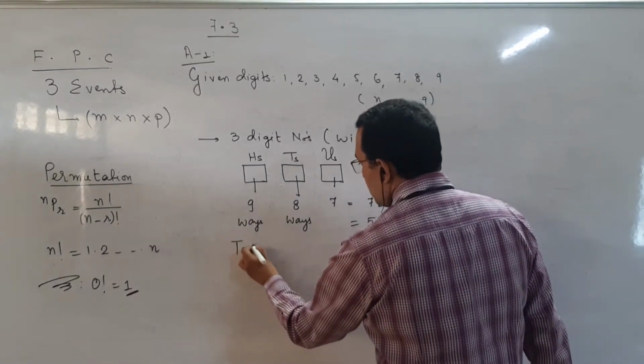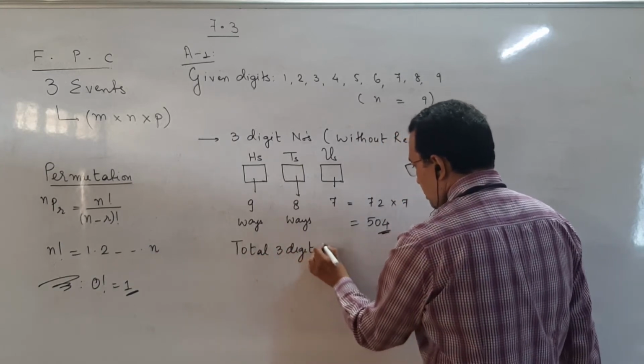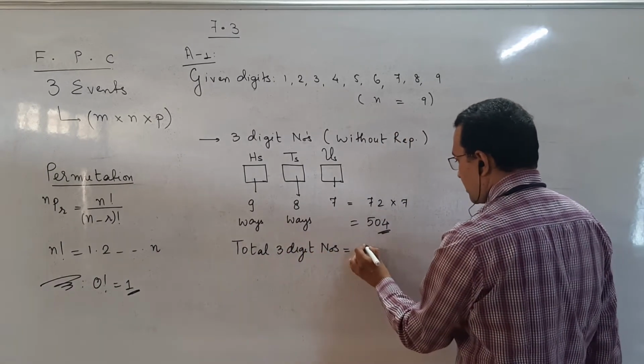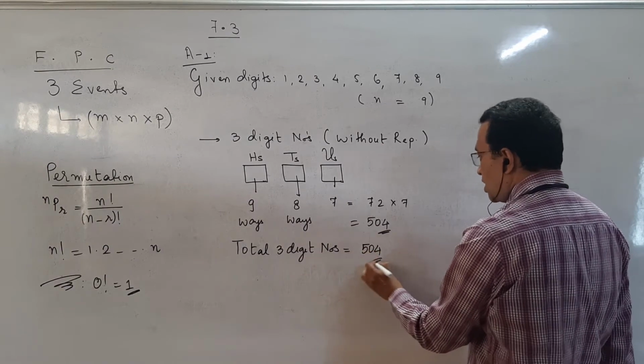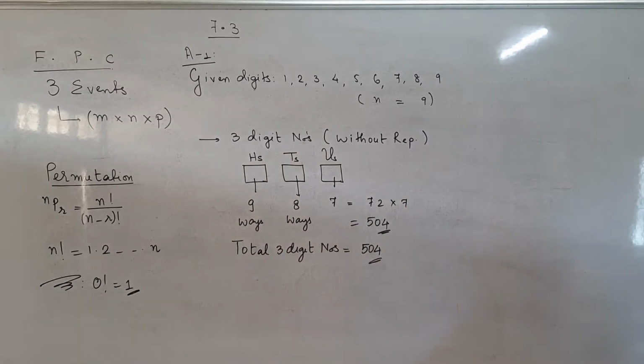So total 3 digit numbers formed are 504. This I have learned, students, according to the fundamental principle of counting. Here we have applied FPC.